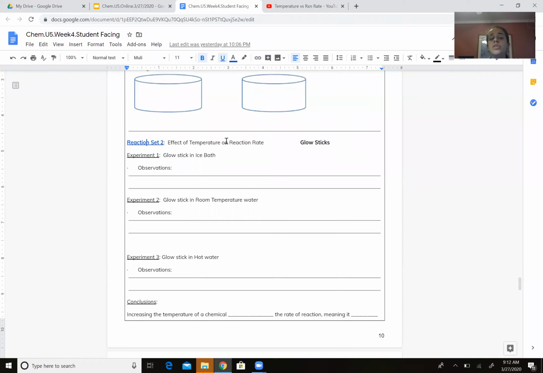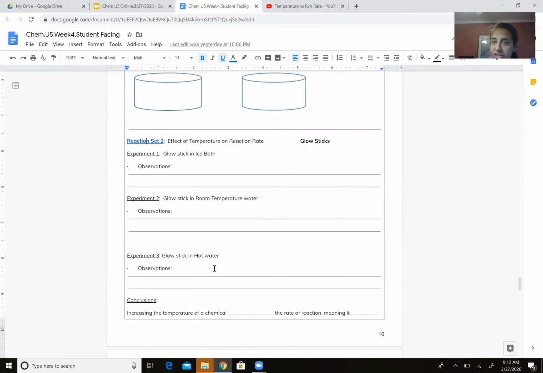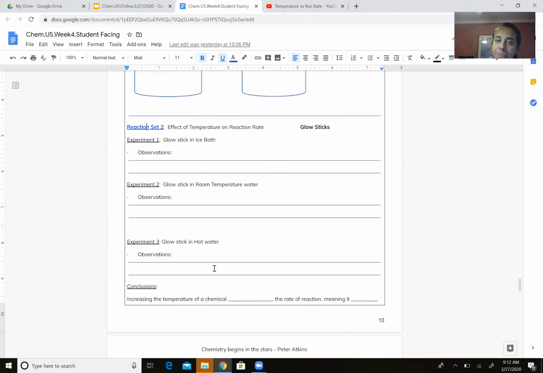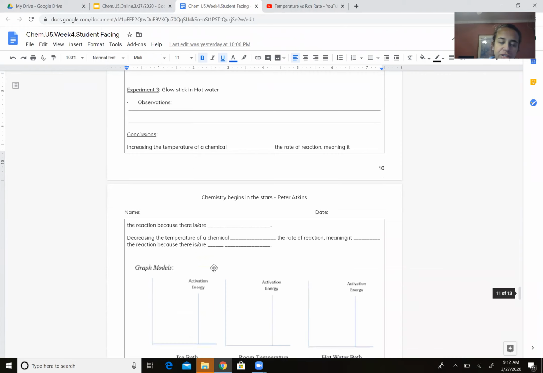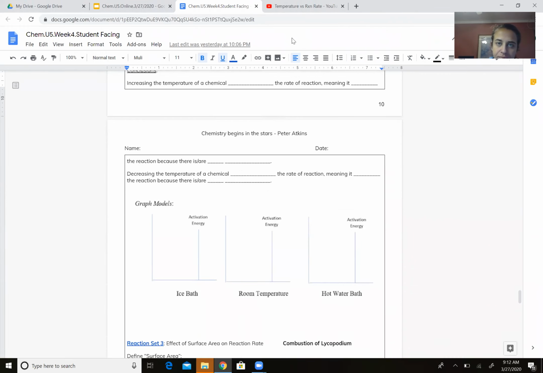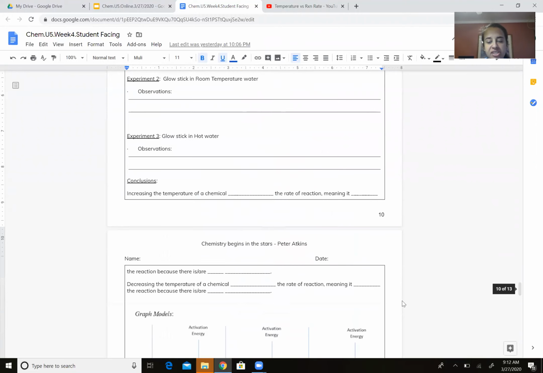This time, we're looking at the effect of temperature on reaction rate. We're going to look at glow sticks in an ice bath, glow sticks in room temperature water, and glow sticks in hot water. Record your observations as the gentleman puts these videos up. You can do a split screen, maybe that would be most beneficial. And then you're creating your conclusions. For right now, don't worry about these graphing models, that might be confusing for us. So pause the video now to complete reaction set 2.